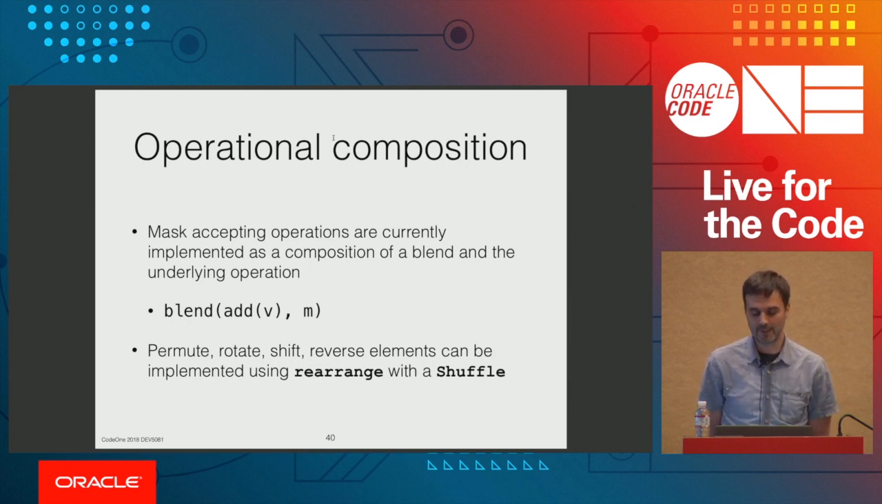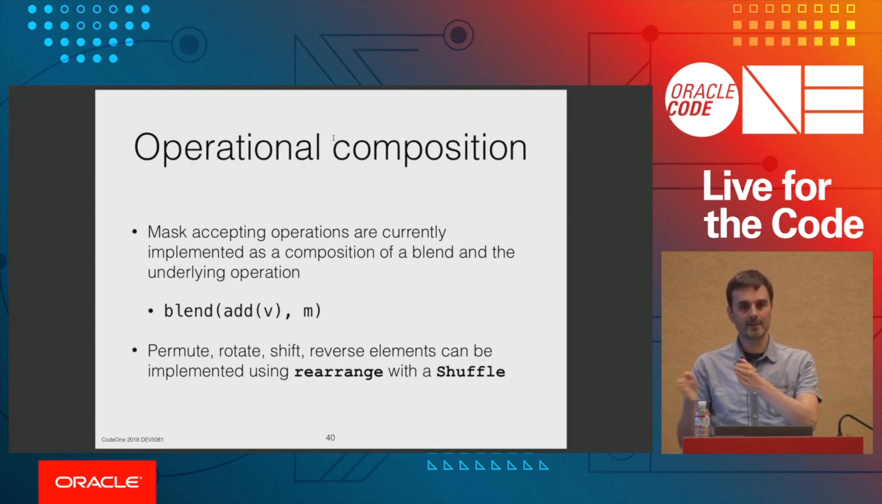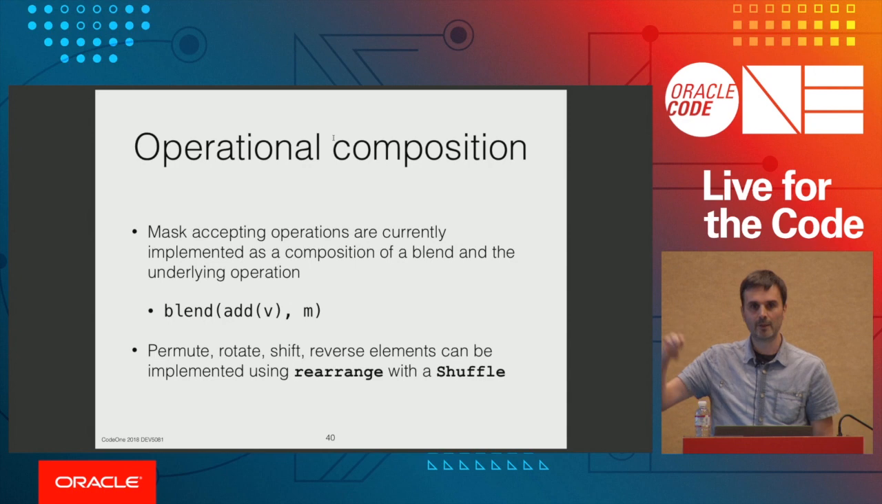Another form of operational composition is rearrange. This is an operation on vectors that will allow you to permute, rotate, shift, and reverse elements. You get an array of indexes, which we call a shuffle. You pass it to rearrange, and it shuffles all the elements inside the vector according to your indexes. So we can build up all sorts of interesting operations in the vector API. We need to adjust our implementation to do exactly this under the covers.